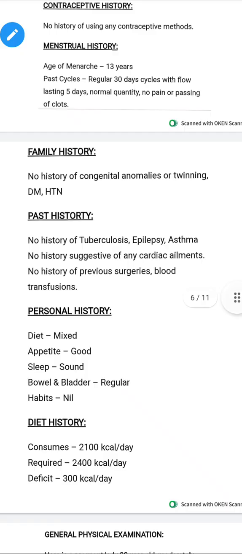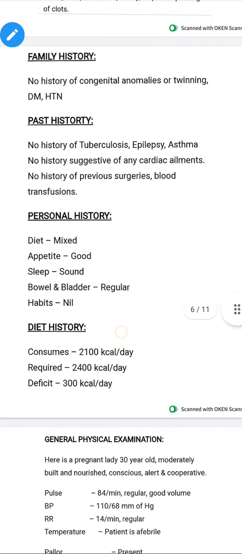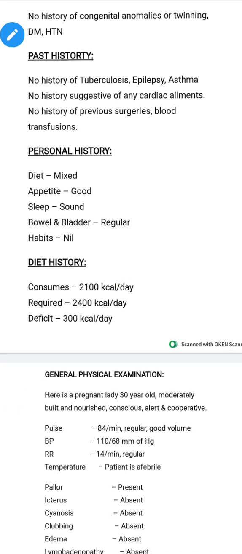In her personal history, she is taking mixed diet, having a good appetite, sound sleep, and with regular bladder and bowel habits. On dietary history, she is consuming 2100 kilocalories per day with a deficit of 300 kilocalories per day. If you have taken this, then it's okay, you can say. Otherwise, you can ignore diet history also.